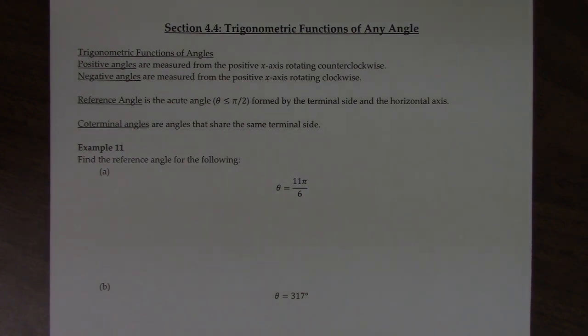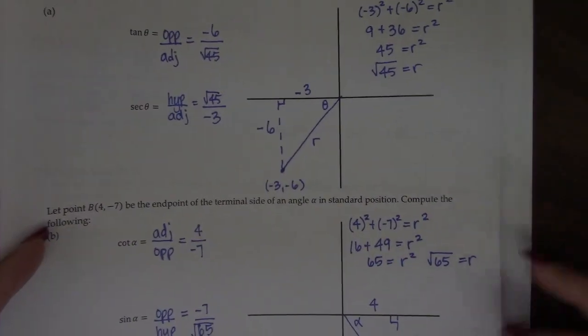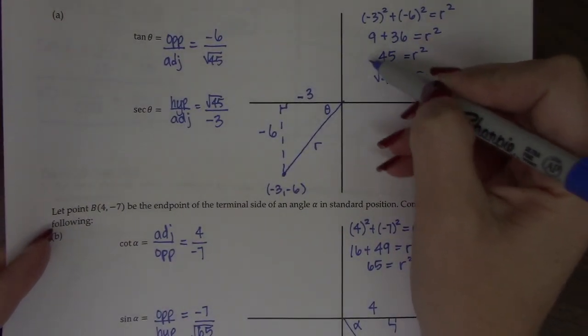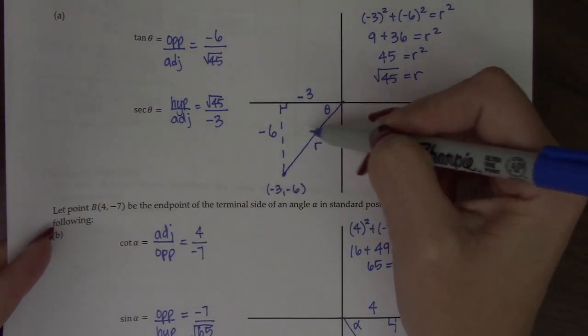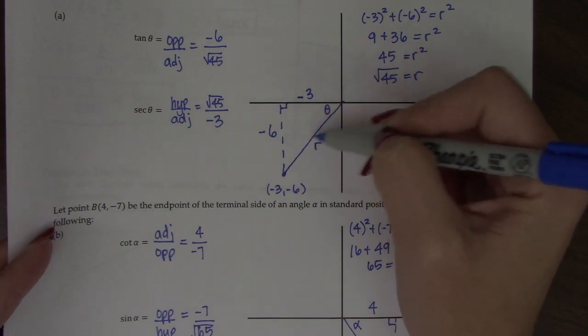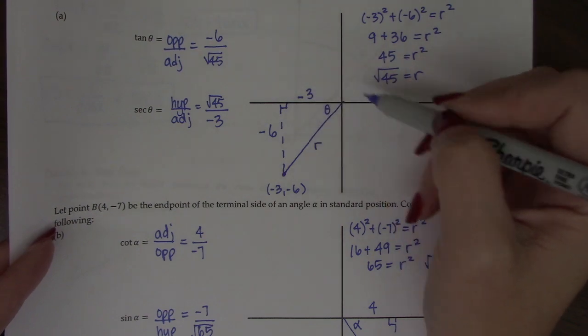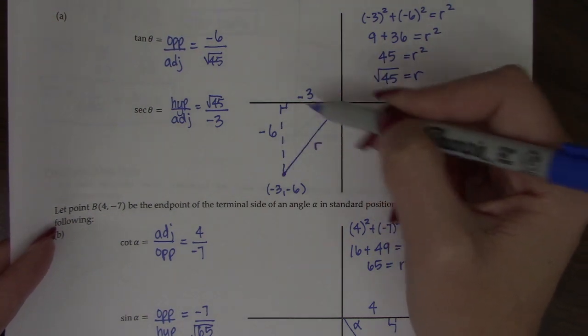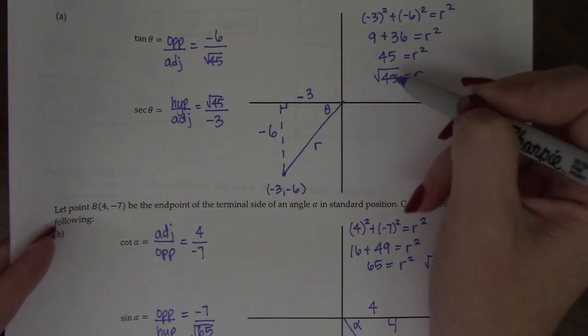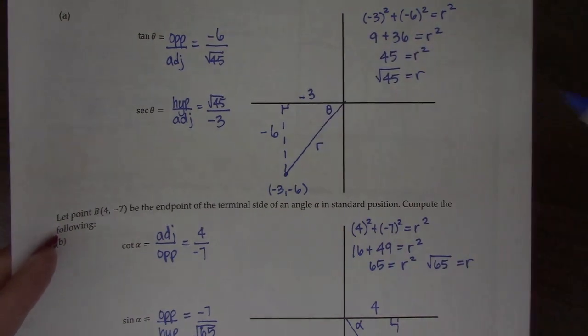The reference angle is an acute angle, so it's less than pi over 2, formed by the terminal side and the horizontal axis. So earlier when we were mapping some problems in the xy plane, the reference angle is the angle in that same quadrant that gives you the same values as the original angle. So it's easier to work with the triangle than it is to try to memorize what this is all the way around the circle.